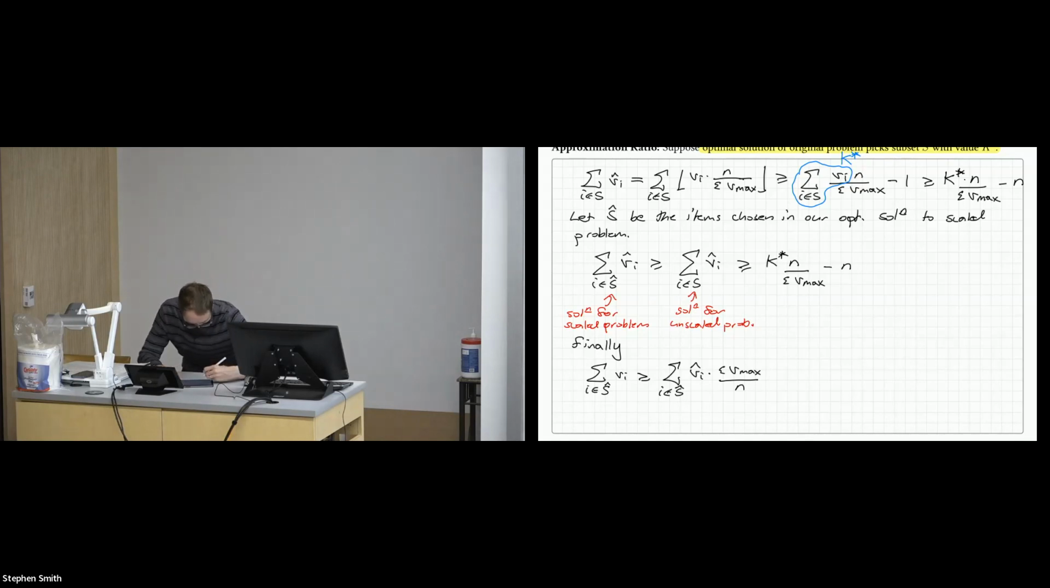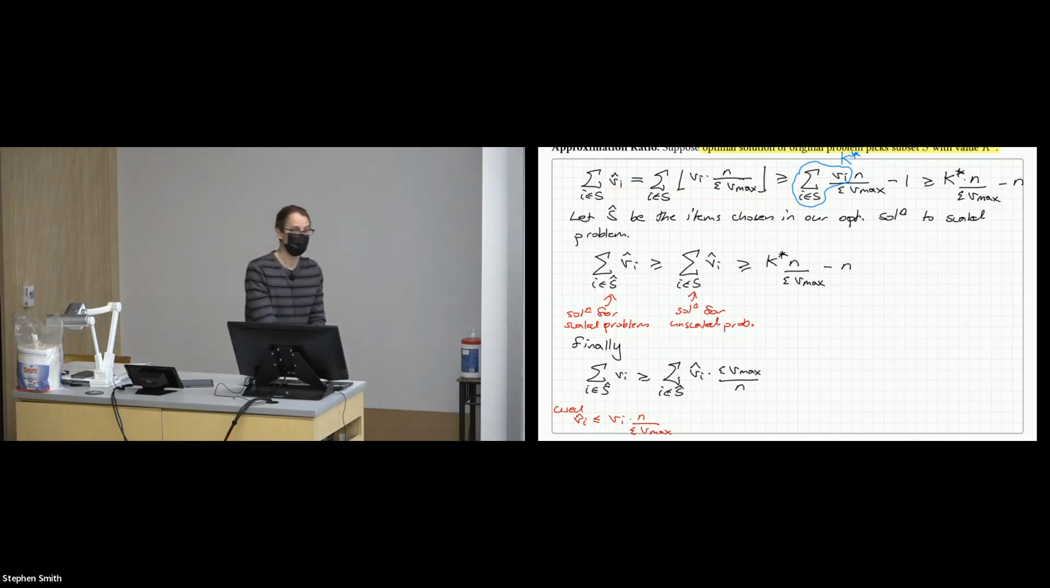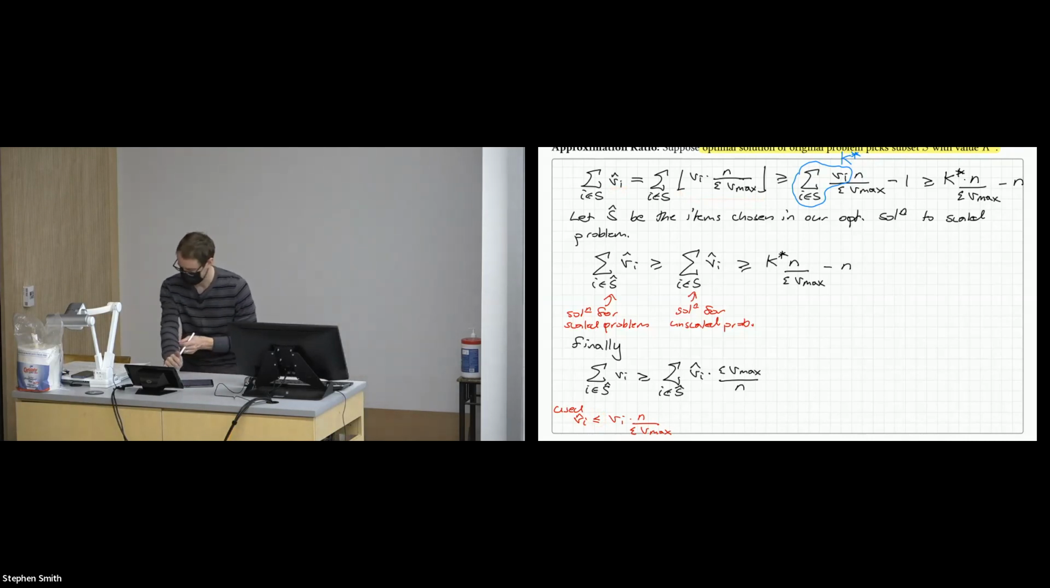What did I do here? I just used the fact that V_i hat is less than or equal to V_i times n over epsilon V max, right? Because it's the floor of that. Just here, V_i hat is this expression. So if I remove the floor, then V_i hat is less than or equal to what's inside the floor. Okay, we're almost there. Which is greater than or equal to.